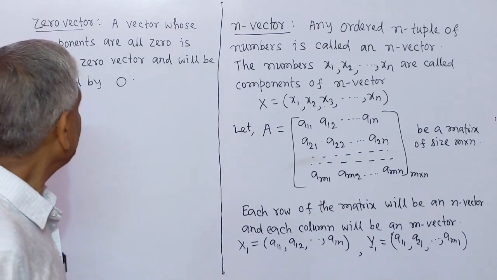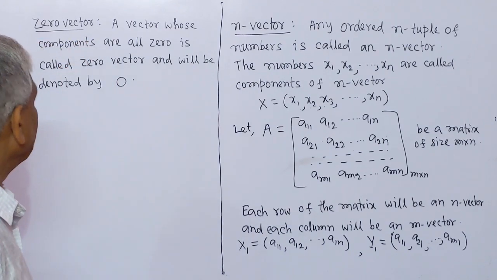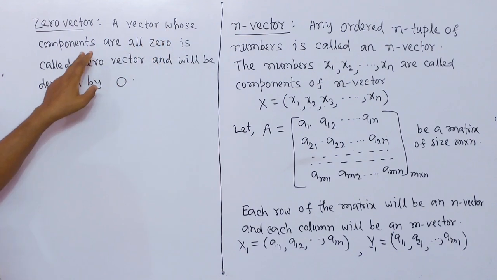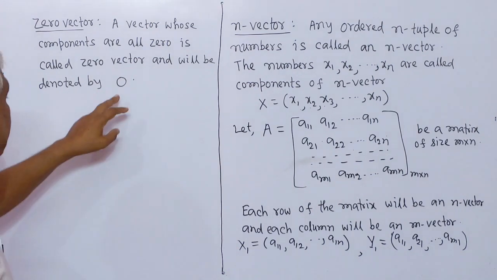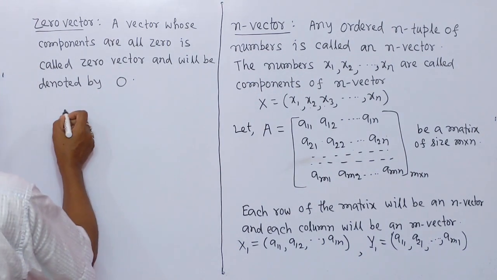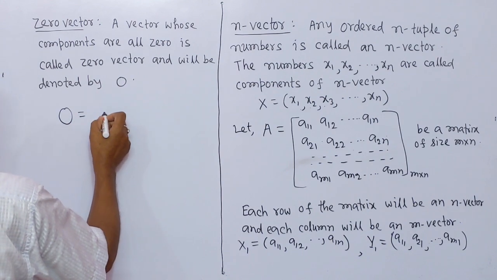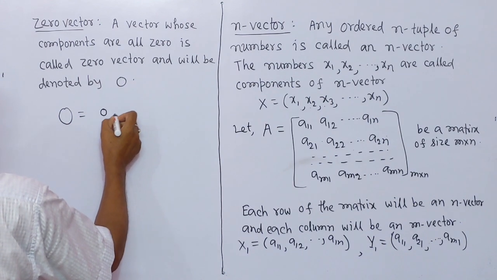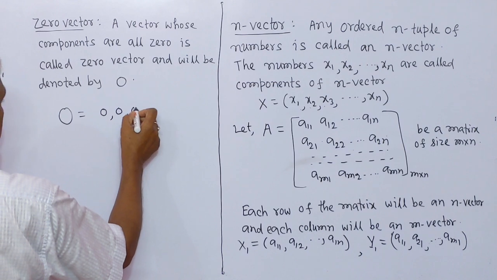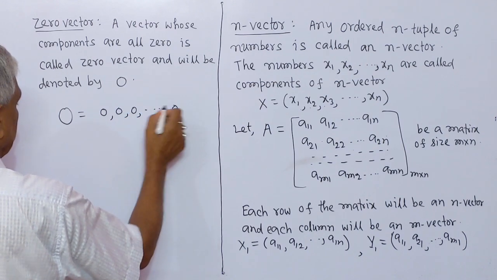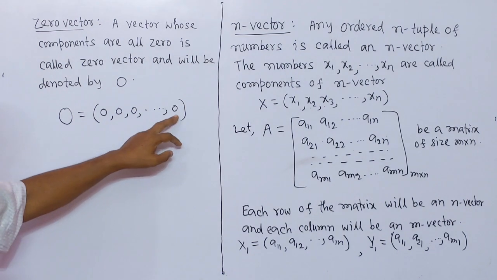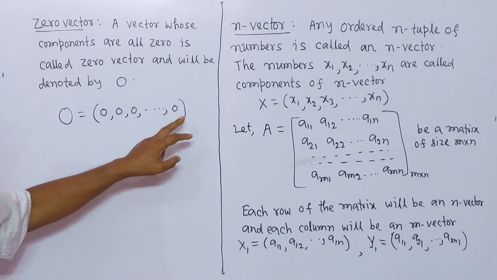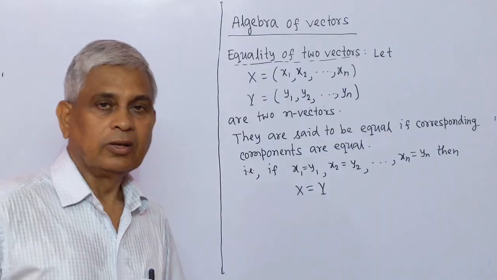Now we define the zero vector. A vector whose components are all zero is called a zero vector and will be denoted by big zero. This zero vector contains components 0, 0, 0, 0. All components are zero. So this is the zero vector.